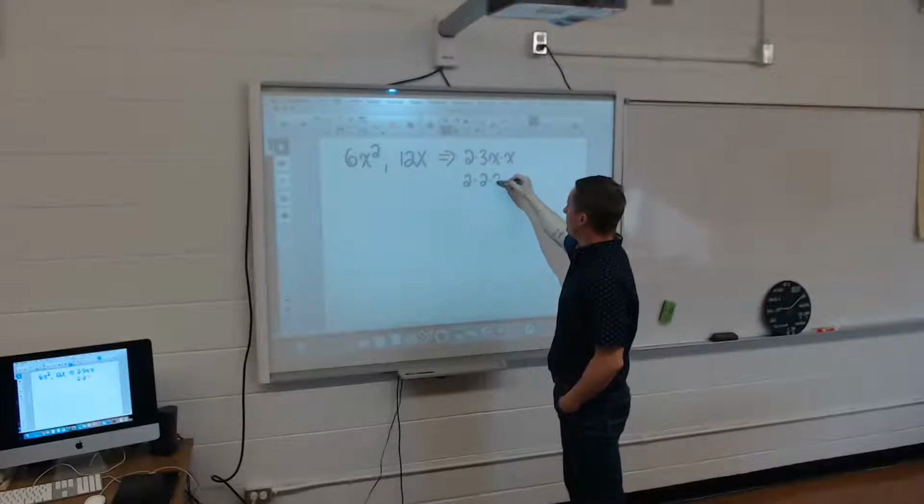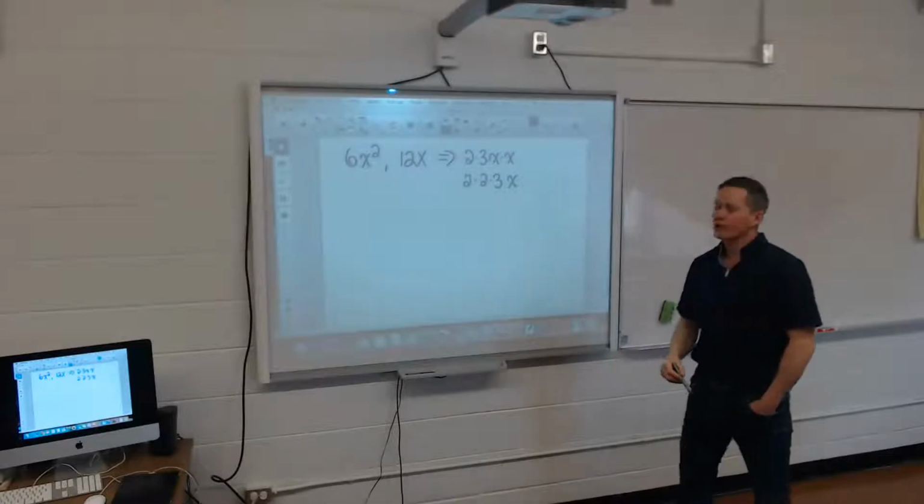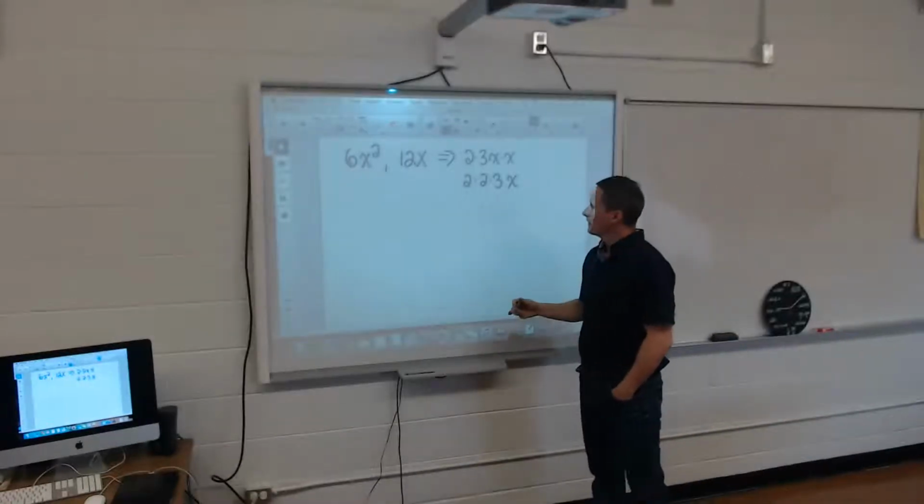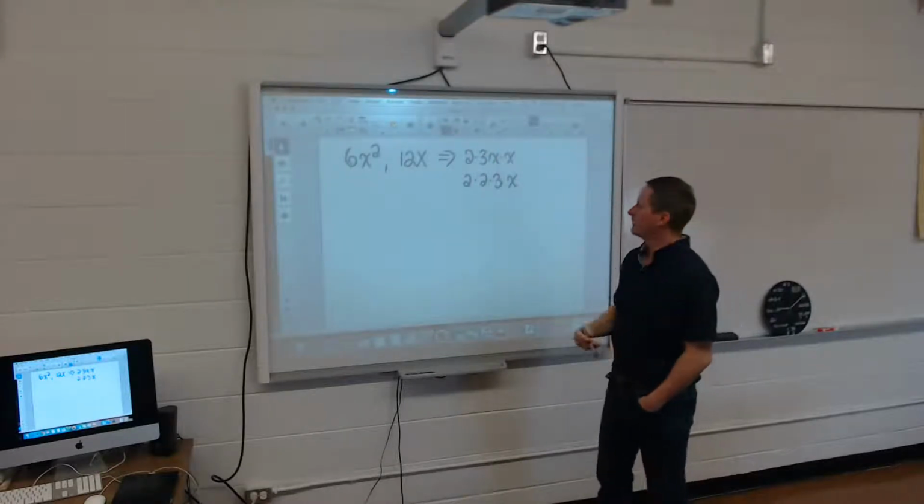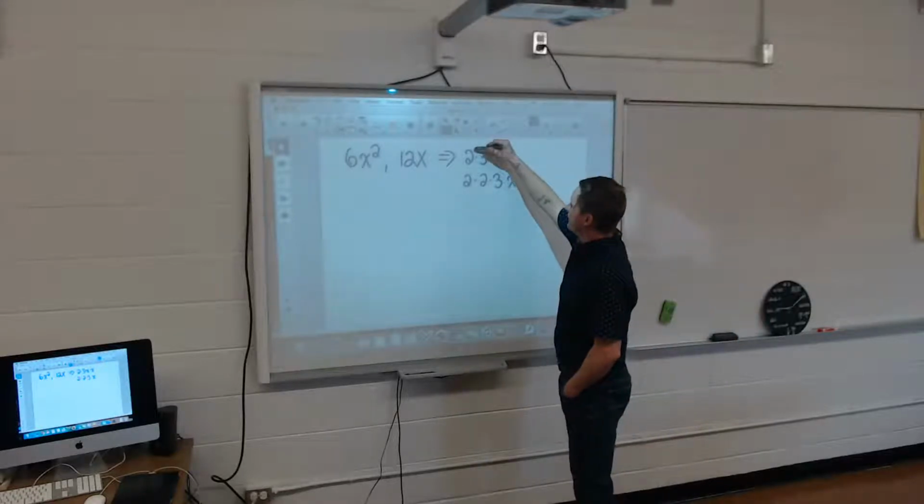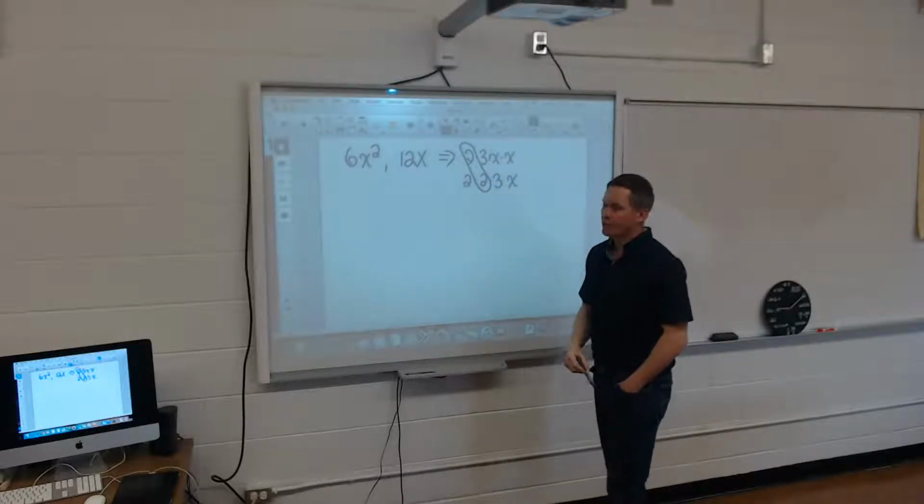12x broken down is this. So when we're looking for the greatest common factor, we're looking for the value that each of these possesses. And if there's anything extra, it doesn't count. So for example, they both have 2 in it.